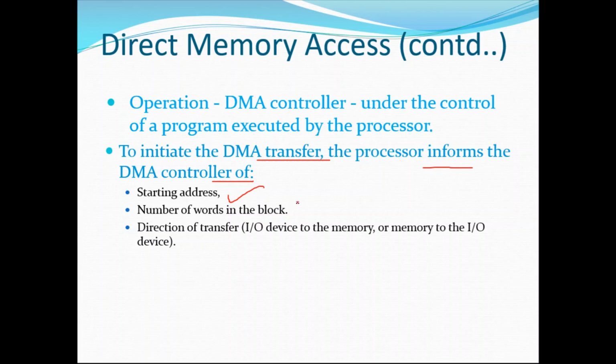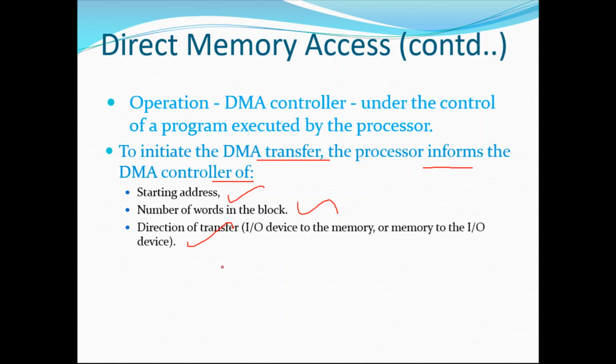Okay, number of words to be transferred, and direction of transfer. Direction means whether the transfer should be from IO device to memory or memory to IO device. If it is from memory to IO device, that is called a write operation, because you are writing to IO. If it is IO device to memory, that is called a read operation, because we are reading from the IO device. All this information will be communicated by the processor.